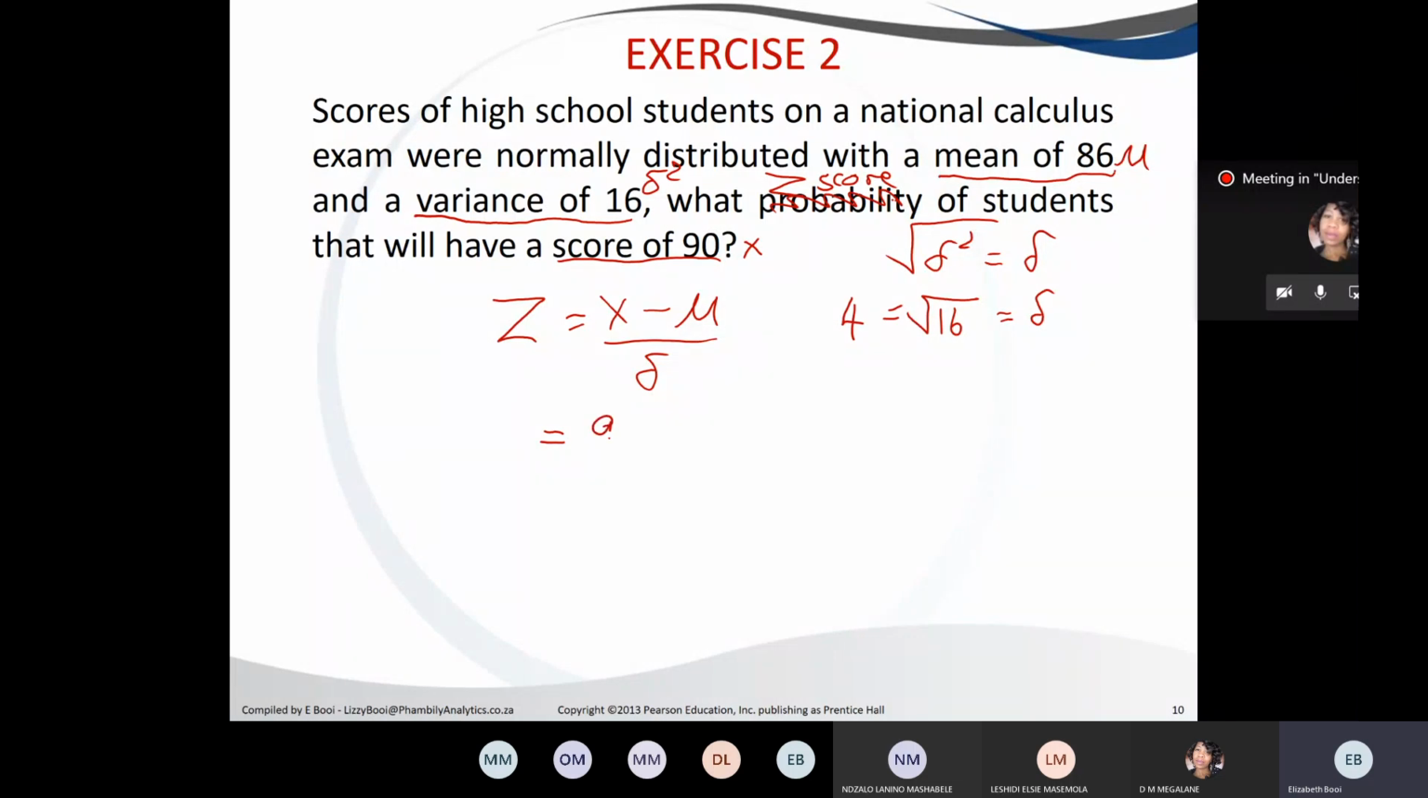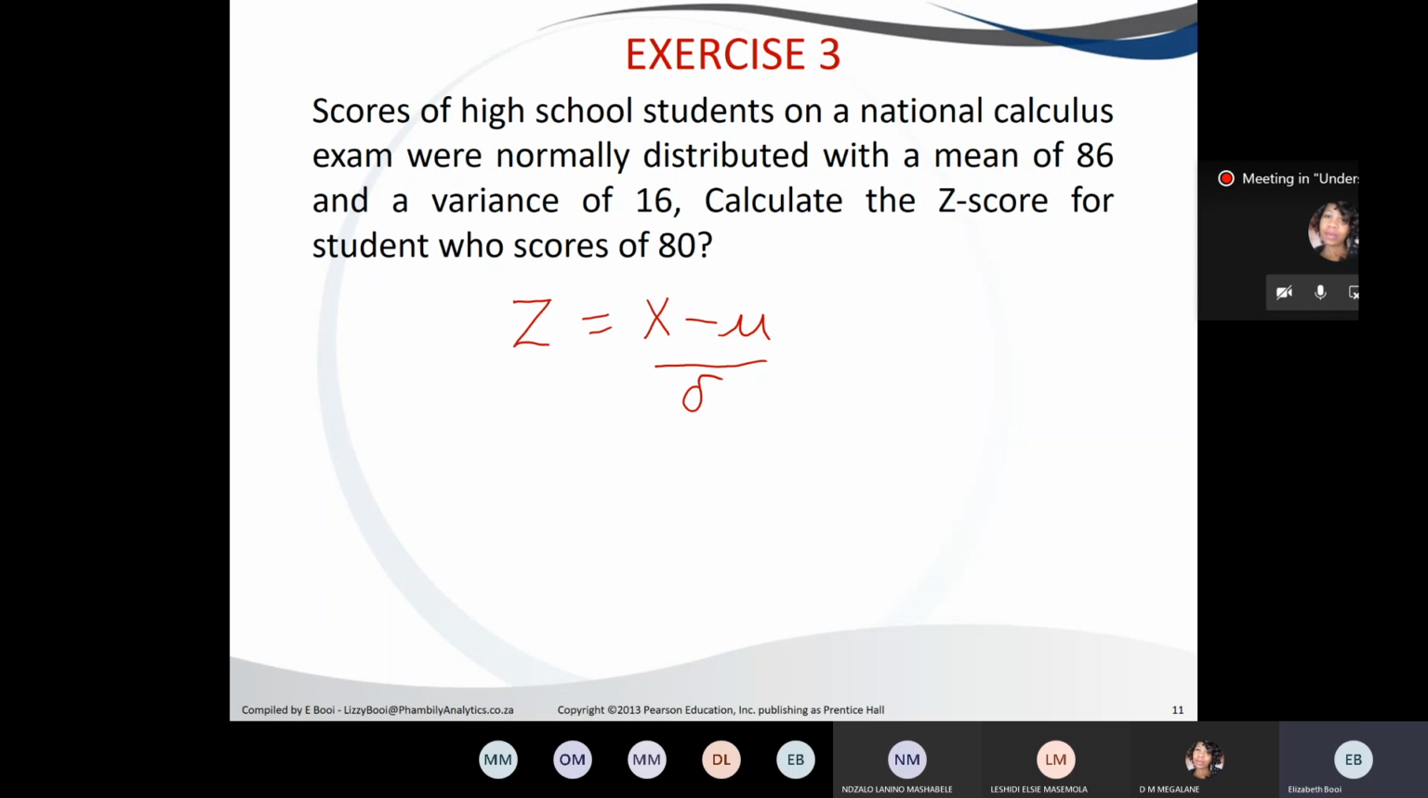Our x is 90 minus the mean of 86, divided by our standard deviation of 4. So this will be 90 minus 86 divided by 4 equals 1.00. Remember to leave it to 2 decimals so that you don't get confused.